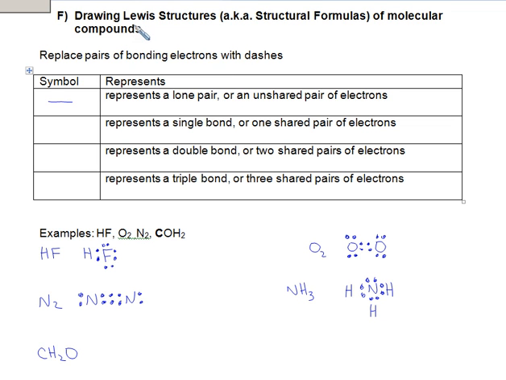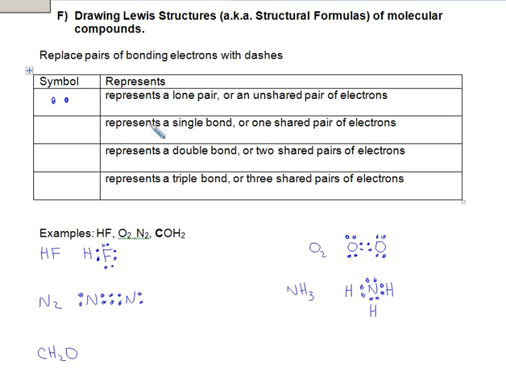Let's take a look at drawing Lewis structures, also known as structural formulas of molecular compounds. What we're going to do is replace pairs of bonding electrons with dashes. So, for example, a lone pair is still going to be represented by the two dots.